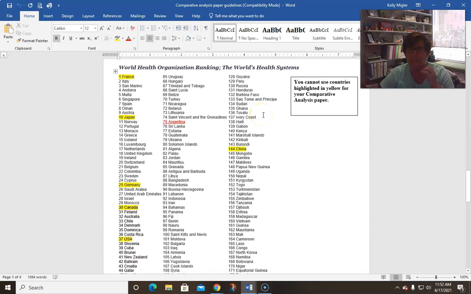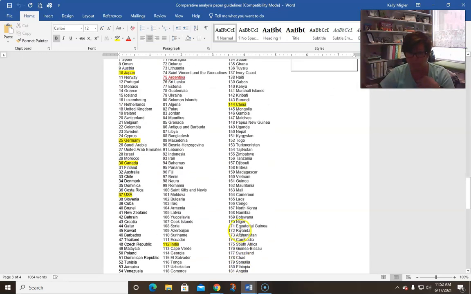Okay. The key thing is you cannot use a country that is highlighted in yellow. You cannot use a country that I lecture on in class. You have to pick 2 different countries that we do not go over in class. One of them needs to be 75 or higher, and the other one has to be below 75 in the ranking. Okay?